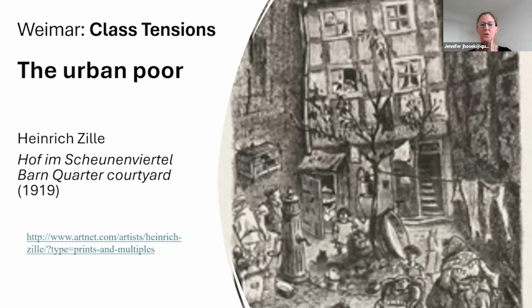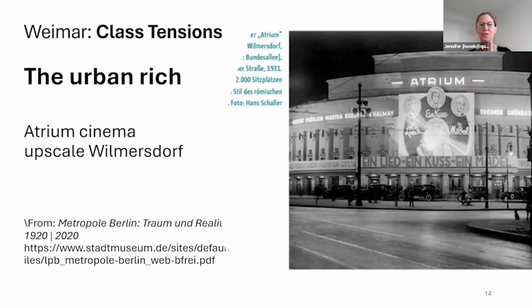This Scheunenviertel is also called the Jewish quarter, with some rich assimilated, mostly Ashkenazi Jews in the front house, and then in the courtyard and in the back wings of the house, less assimilated working class, mostly Sephardic Jews. Compare to this photograph of the 2,000-seat Atrium cinema in the upscale Berlin Wilmersdorf neighborhood. You remember that media was so important during the Weimar period, and think of the difference of being somebody who would walk to the cinema or take the car to the cinema, compared to living in the Scheunenviertel. Remember that this disparity was global, pretty much global at the time.